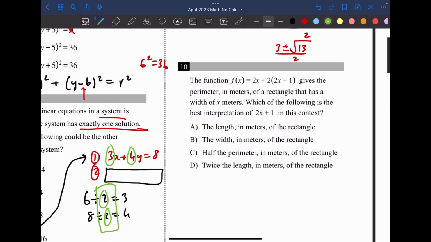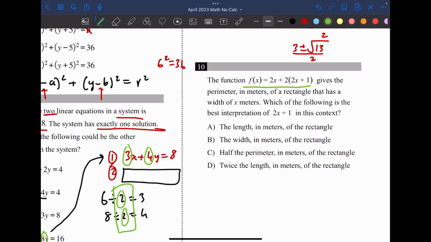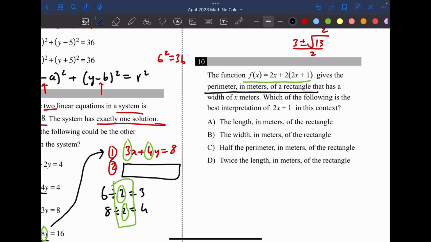Question number 10, the function gives the perimeter in meters of a rectangle that has a width of x meters. So that's it basically. And then which of the following is the best interpretation of 2x plus 1 in this context? Okay, so if you have the perimeter in general, you would have 2 of the width plus 2 of the length. That's how you find the perimeter of a rectangle. So P is equal to this.